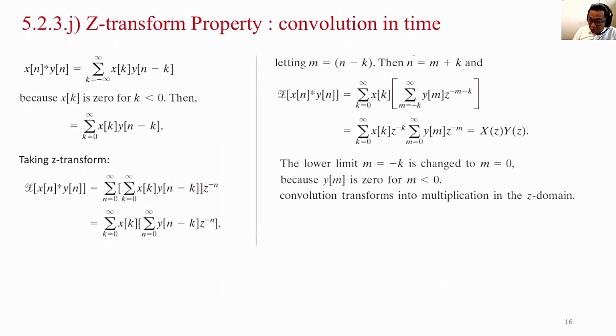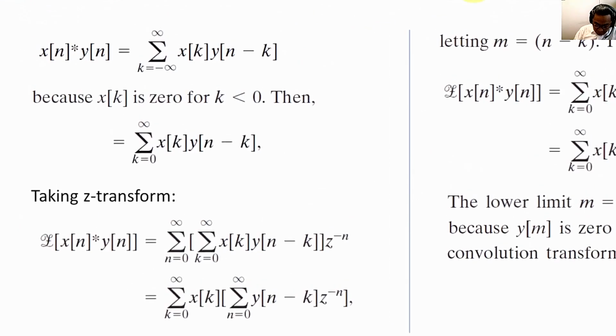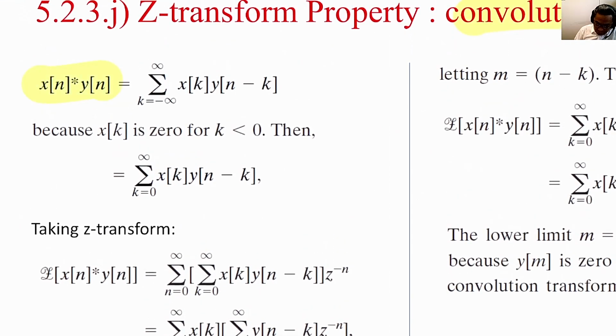We'll now study the most important property of the Z transform. That is, convolution in time is equal to multiplication in the Z domain. Let's begin with the convolution equation, where we're convolving the sequence x[n] with y[n].